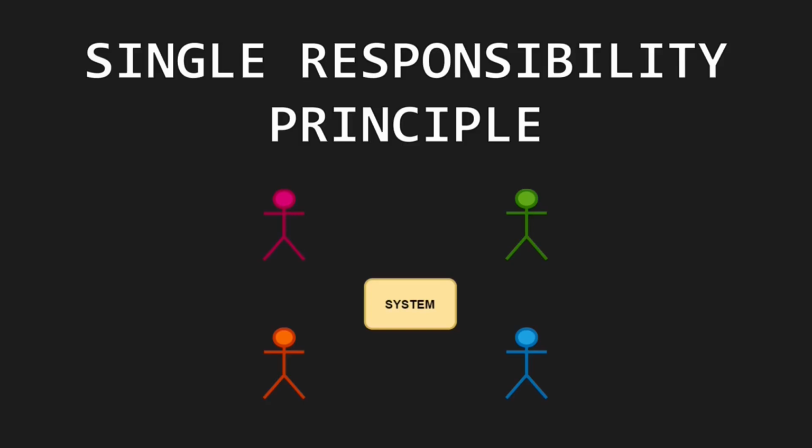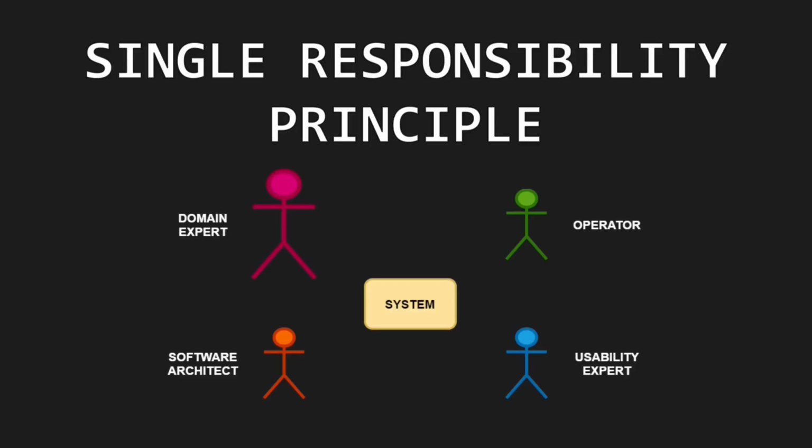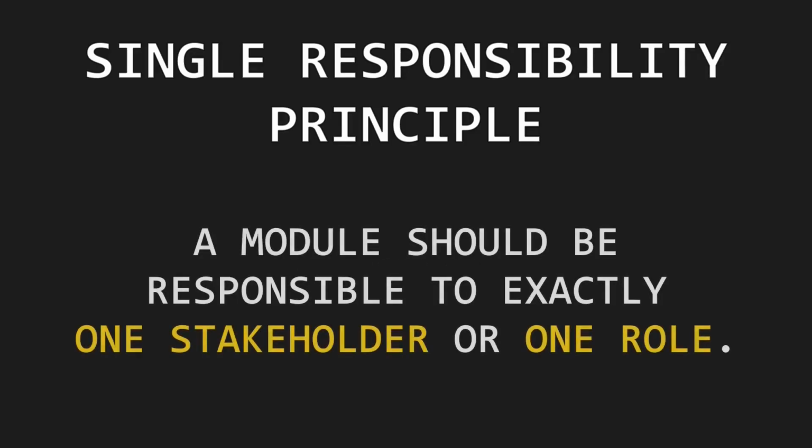When thinking more closely about it, it turns out that software systems are changed to satisfy their stakeholders. These stakeholders effectively are the reasons to change. Different stakeholders have different roles, resulting in different perspectives on the software system, leading to different requests for change. The domain expert requests changes of the application logic. The UX expert requests changes to the look and feel of the application. The operator requests changes to support flexible deployments. And the architect requests changes to keep the technology stack up to date. In summary, the single responsibility principle states a module should be responsible to exactly one stakeholder or one role.